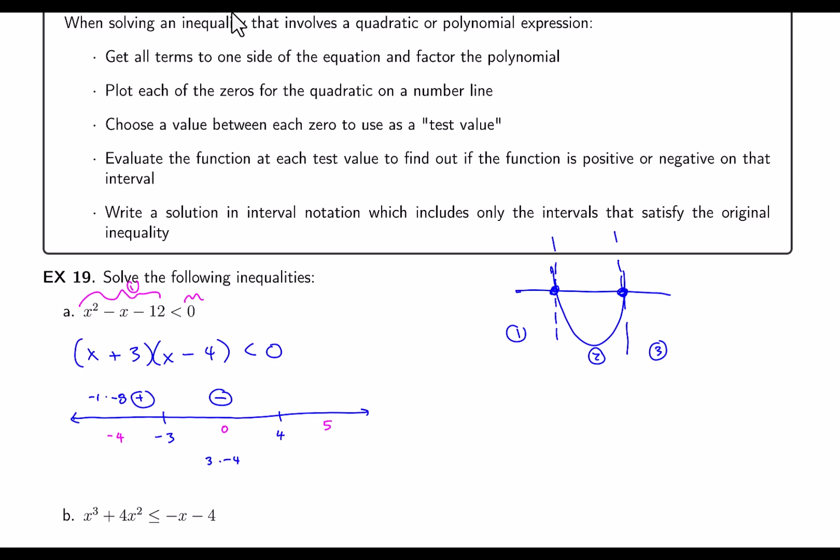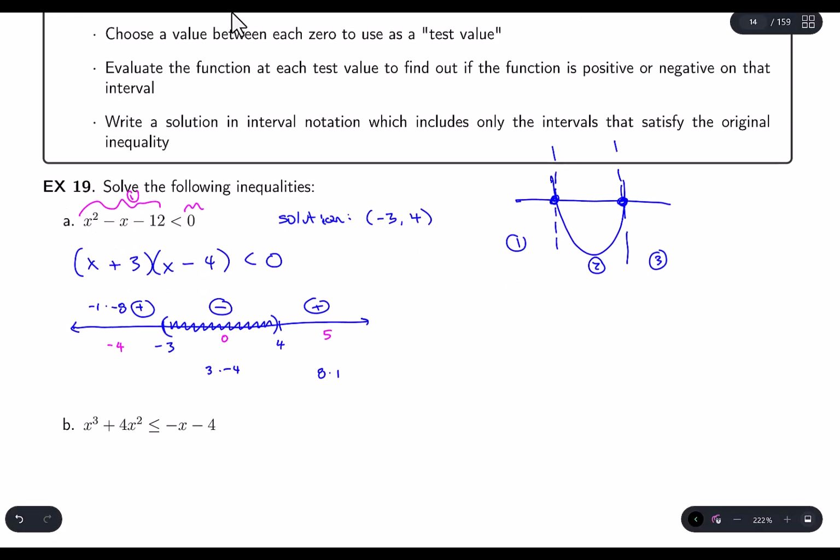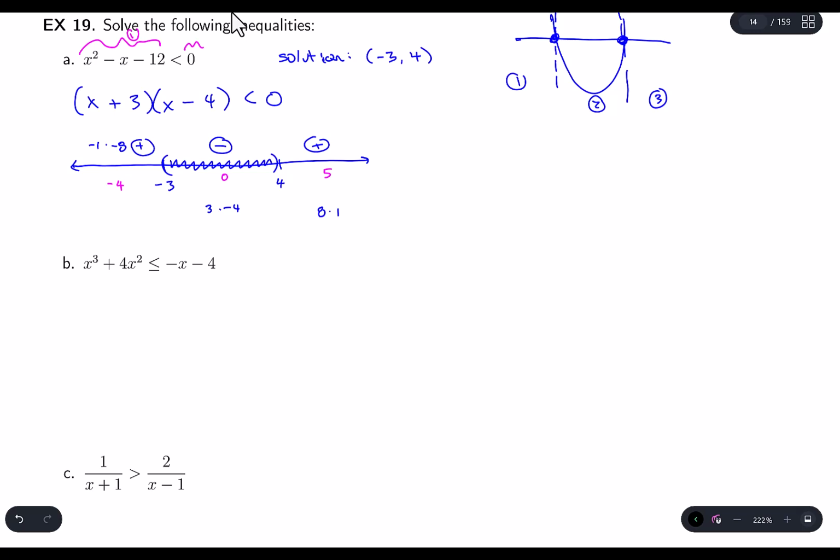And then lastly, coming over to the 5, 5 plus 3 is 8. 5 minus 4 is 1. The product of those two is positive. So that tells me that the interval that is negative is my solution. So the solution to this is the interval from -3 to 4, and I'm not including the endpoints because it is a less than instead of a less than or equal to. All right, that's more difficult than the linear inequalities, but that's just what you have to do. Let's try a polynomial inequality.